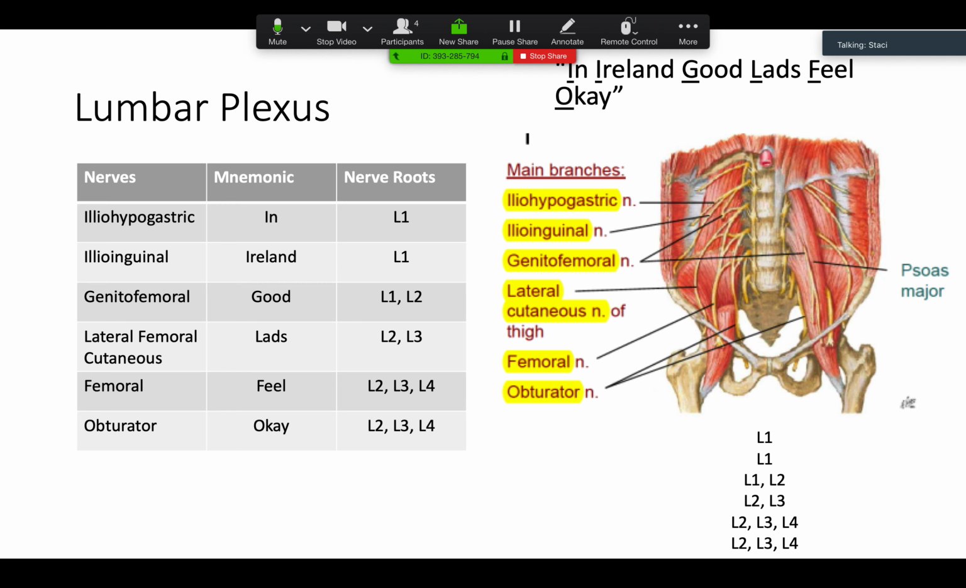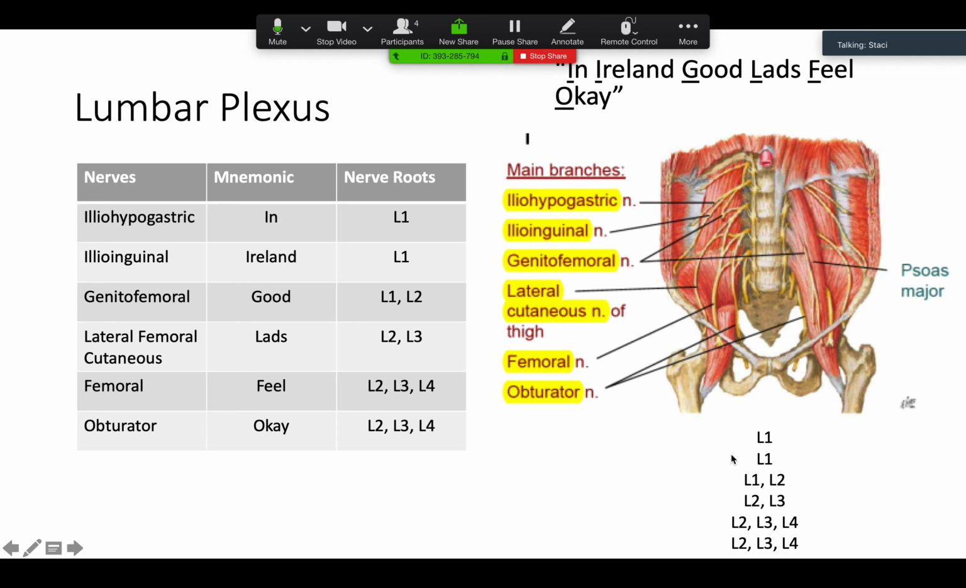Okay, the lumbar plexus. So she started going through each of these branches, but this is sort of all of them together so that you can see it all on one page. The way I remembered this is "In Ireland, good lads feel okay." And this is to remember it with the nerve roots. Now, I didn't see on the slides that you had to know the nerve roots. I think that you have to know those later. It may be in next week's slides, but they're here for you.